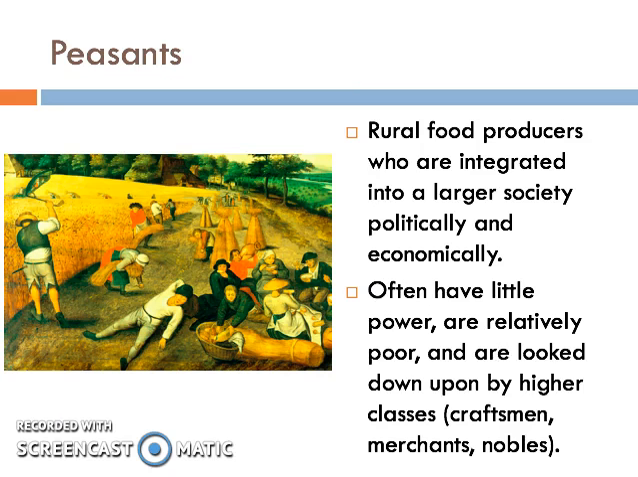Societies that practice intensive agriculture created new individuals and social groups, including nobles and peasants. Peasants are rural food producers who are integrated into a larger society politically and economically. Peasants often have little power, are relatively poor, and are looked down upon.